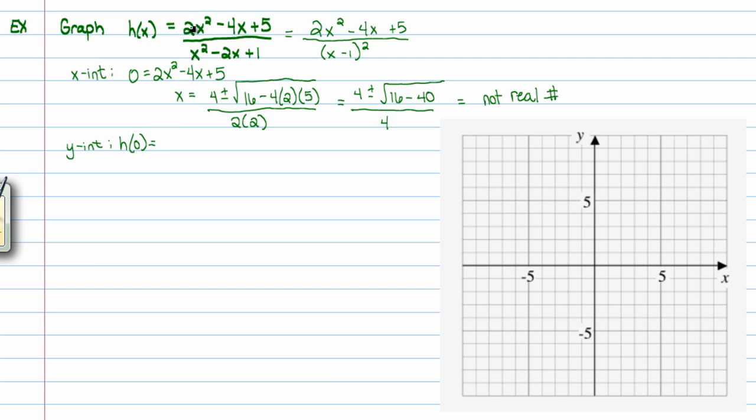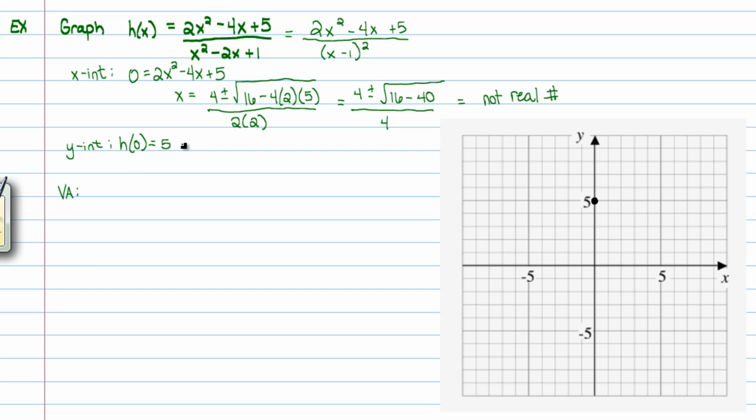And this is easier to find just from the original function. If you just imagine everything with an x gone, you get 5 over 1. So I'm going to go ahead and plot those, or should I say that, when x is 0, y is 5. And like I said, there are no x-intercepts, which is telling. That's very important, because that tells us that we will not cross the x-axis.